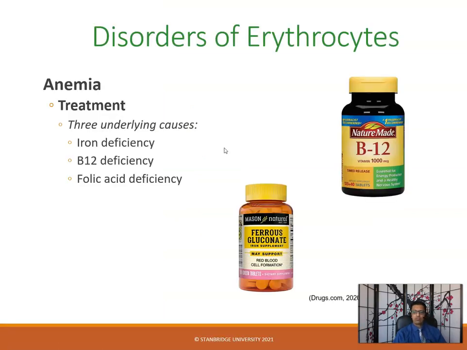Now, what are some treatments for anemia? There are 3 underlying causes: an iron deficiency, sometimes a B12 deficiency, or a folic acid deficiency. These can all cause anemia. The number one cause is iron.